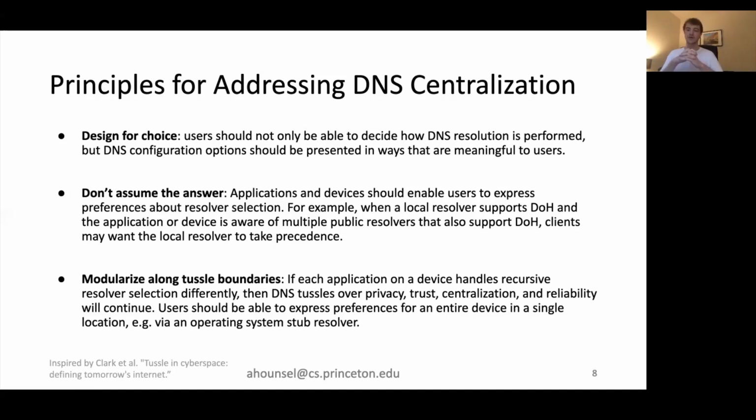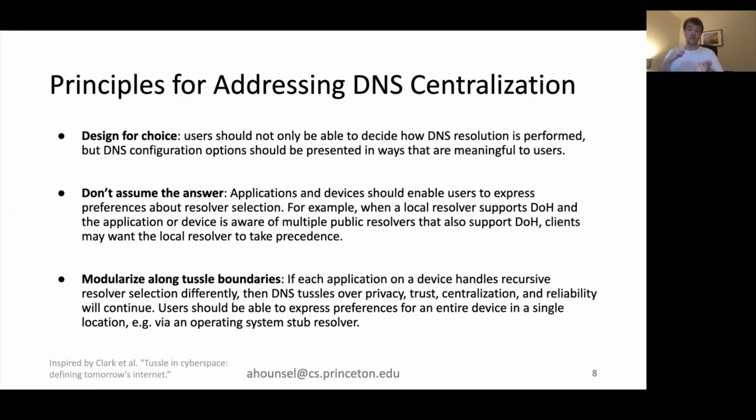So applications and devices should enable users to express various preferences about which resolvers they would like to use, rather than providing a predefined list and using that list for all clients. For example, if a local resolver has been discovered on the network that supports DoE, clients may wish to use that resolver when it's available. They may have more trust in an ISP resolver.